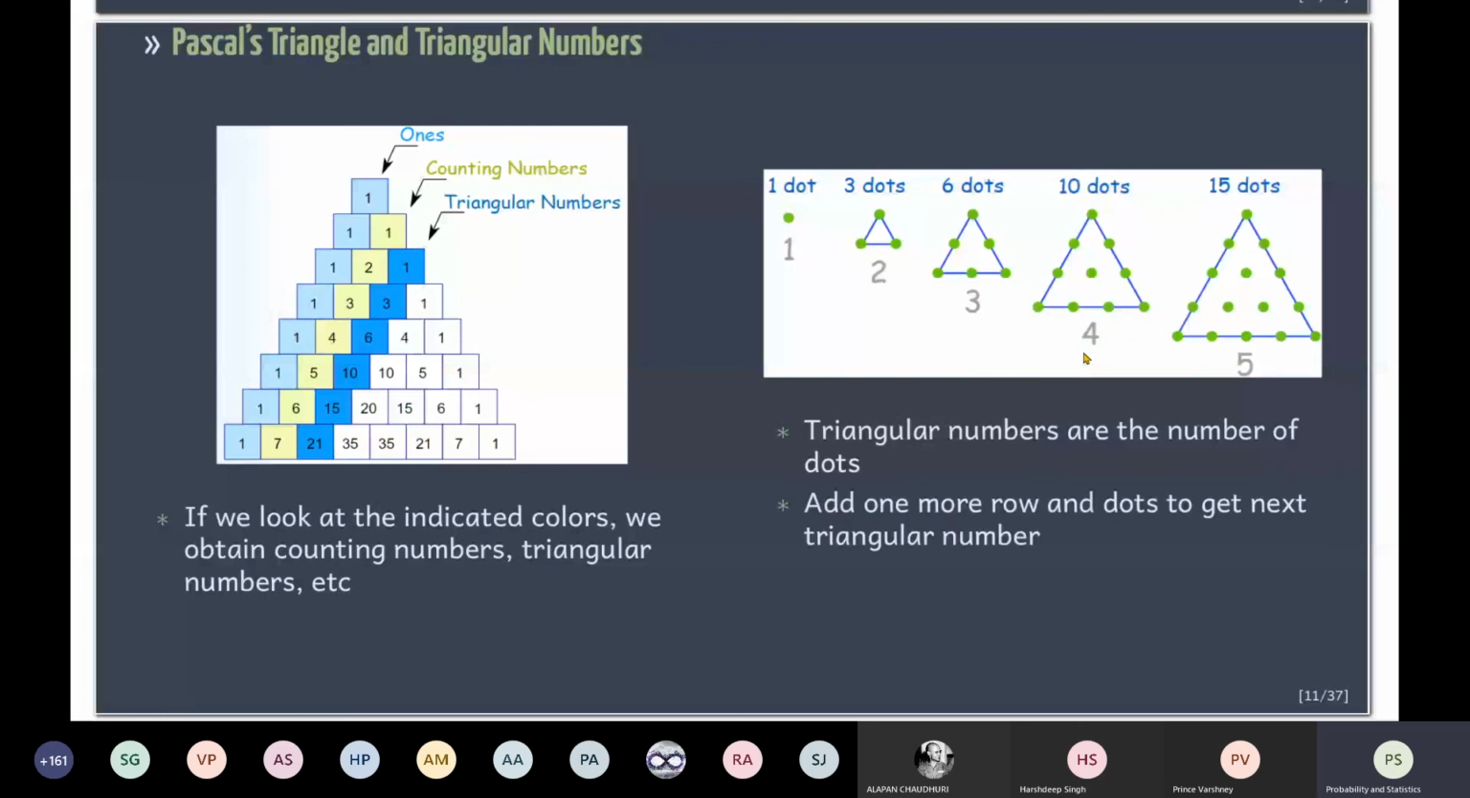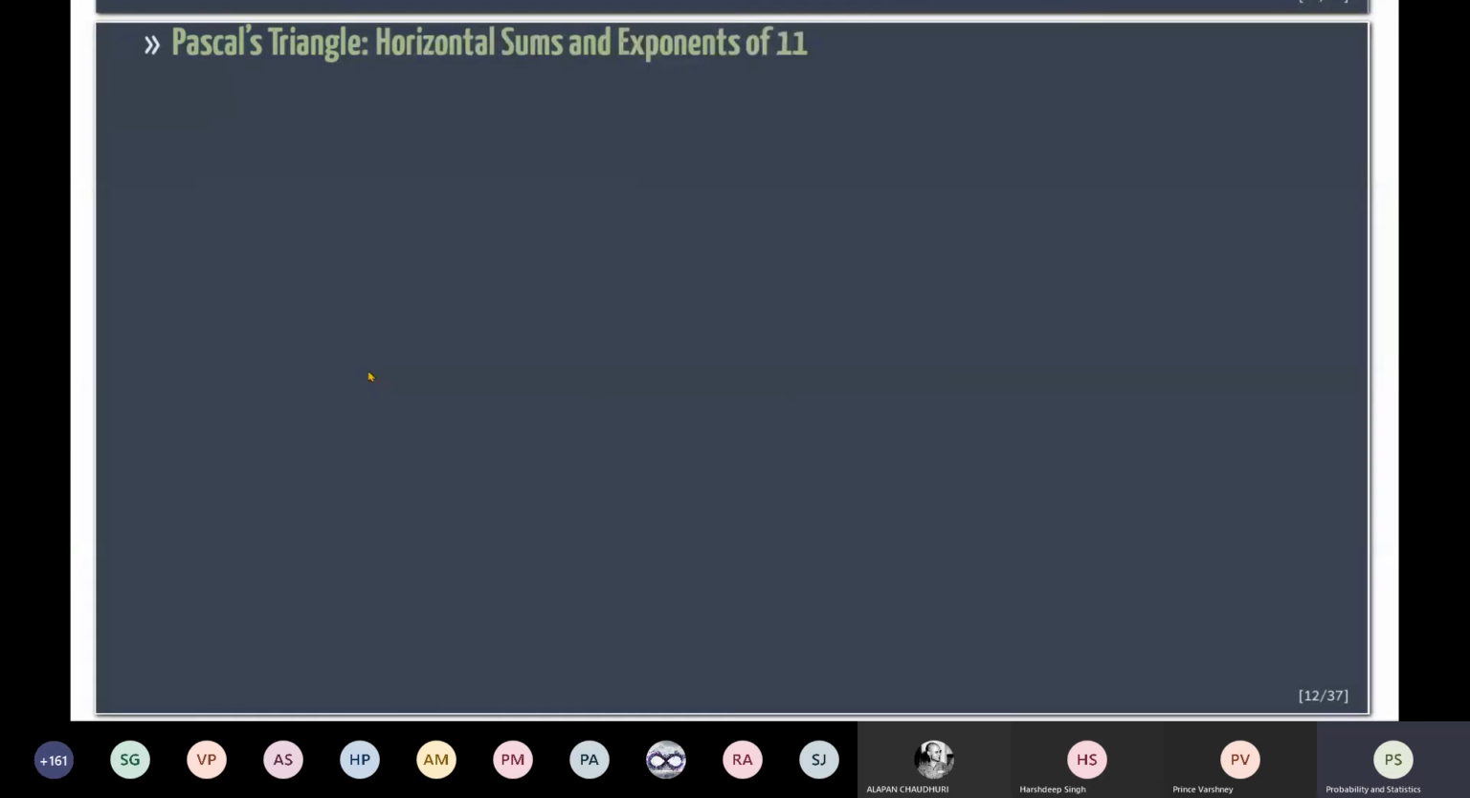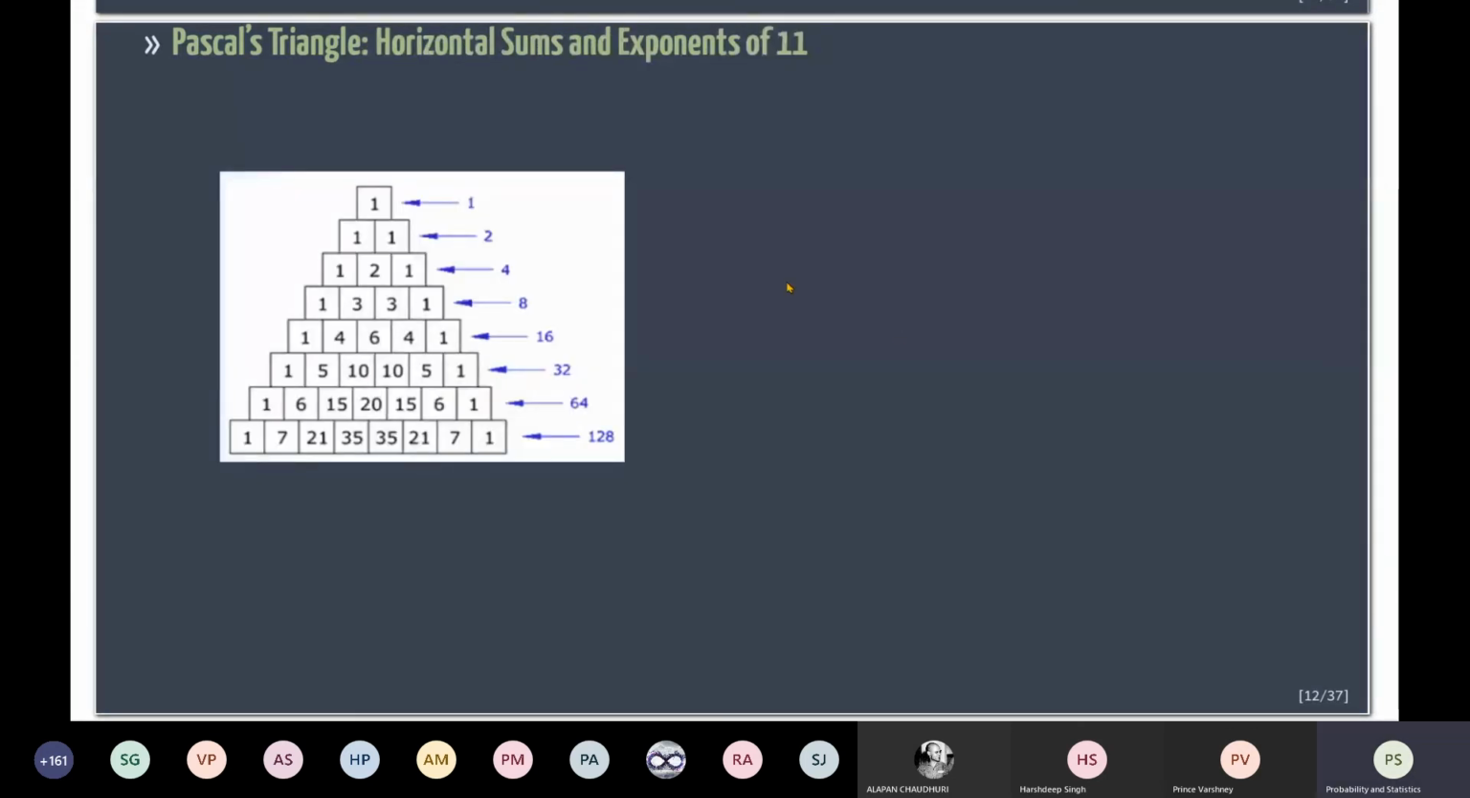So you can get the triangular numbers. What this says is that you can get the triangular numbers like that. Okay. What are the horizontal sums and exponents?